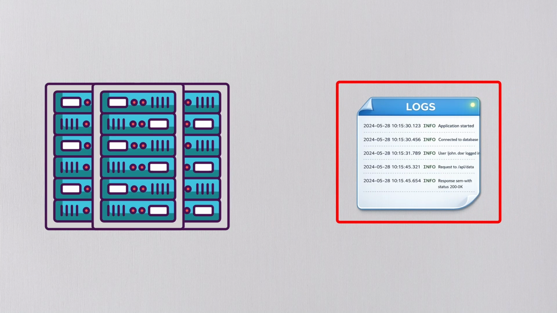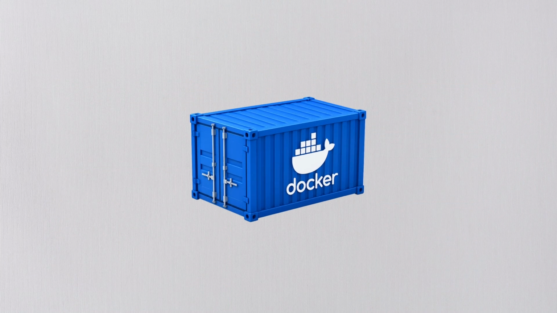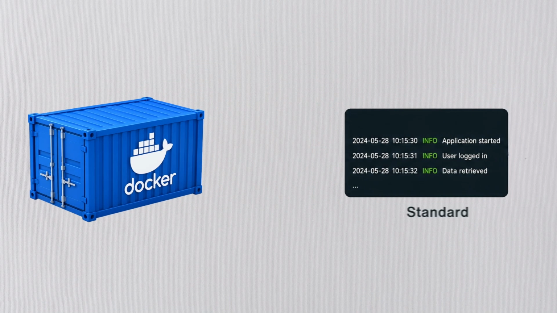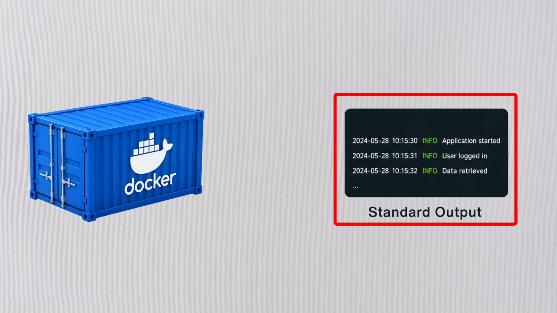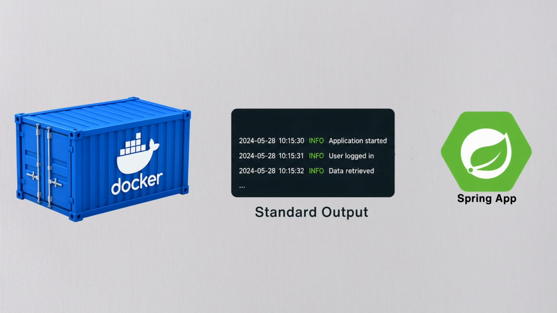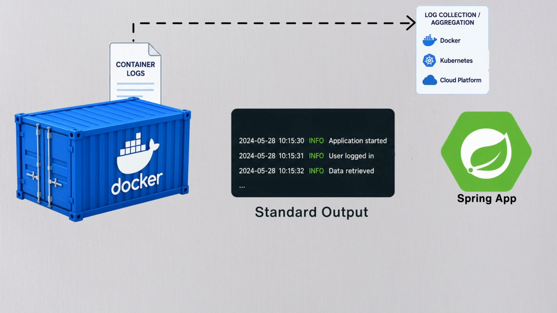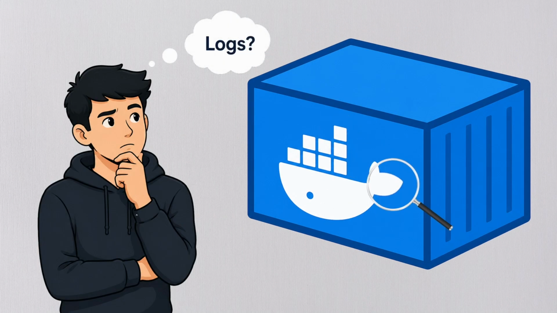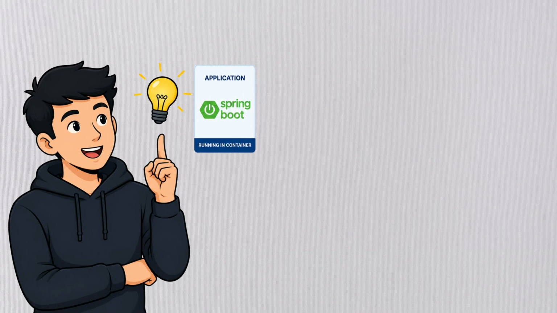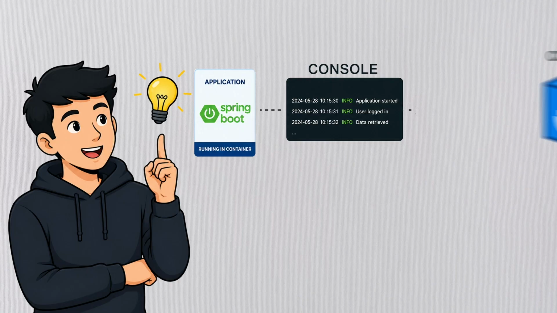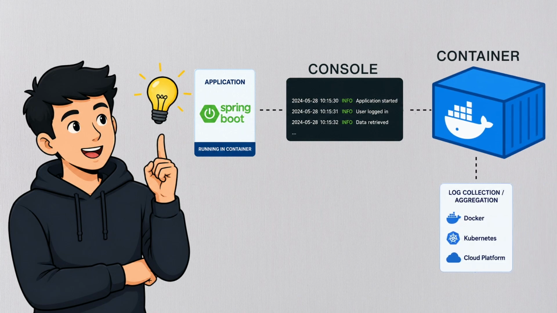Another thing developers should think about is logging. In a traditional server setup, you might write logs to files, but in Docker, the preferred approach is usually to write logs to standard output. That means your Spring Boot application logs should appear in the container logs. Then Docker, Kubernetes, or your cloud platform can collect those logs. So instead of thinking, where is my log file inside the container? Think, my app should log to the console, and the container platform will handle log collection.